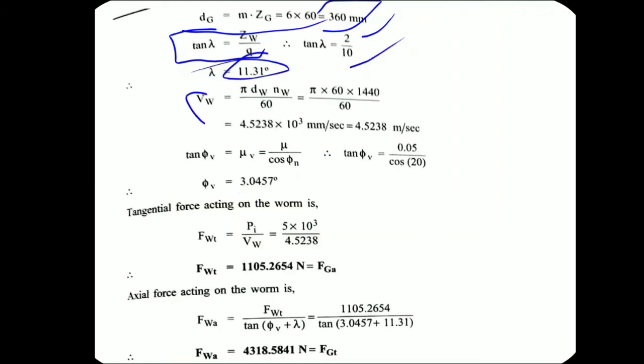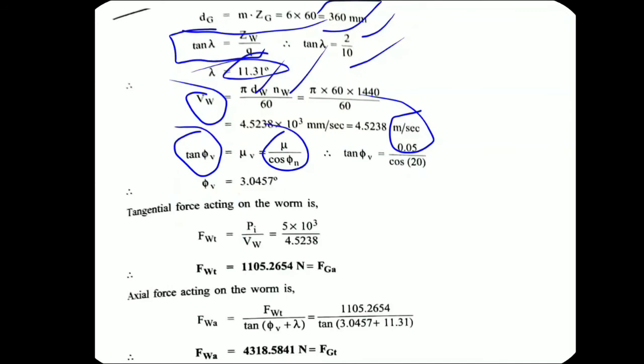Now the velocity, that is the pitch line velocity of worm gear. Of course worm is there, that's why dW and NW are in the picture. I have written over here into 10 to the power minus 3, which will give you the value in meter per second. So here I got 4.52 meter per second velocity. Now phi v, as I told you, will be the friction angle. So for friction angle, tan phi v is equal to mu v, and mu v is nothing but mu by cos of phi n. I also told you directly, you can see phi v is equal to tan inverse of mu v.